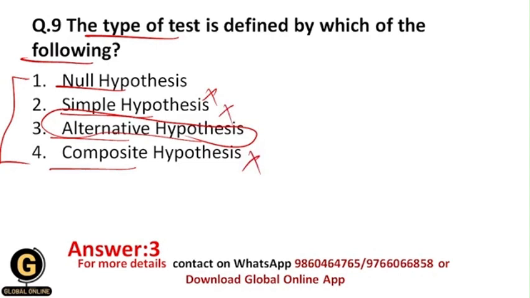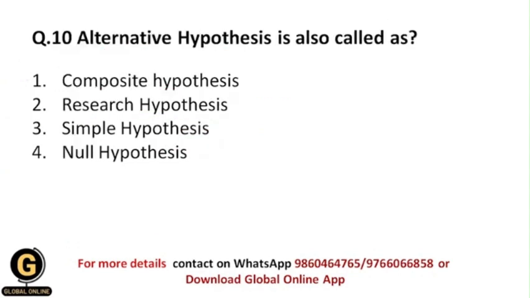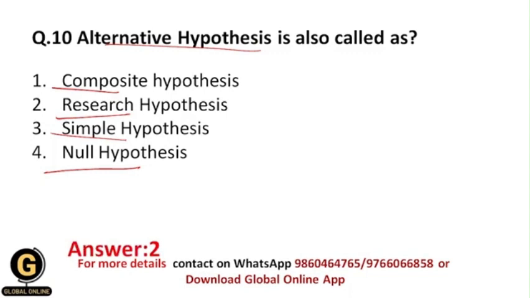Now next: alternative hypothesis is also called as. What is the different name for the alternative hypothesis? Is it composite hypothesis, research hypothesis, simple hypothesis or null hypothesis? As I have told you earlier in this video, the alternative hypothesis is also called the research hypothesis, and that's why the correct answer is 2, that is research hypothesis.